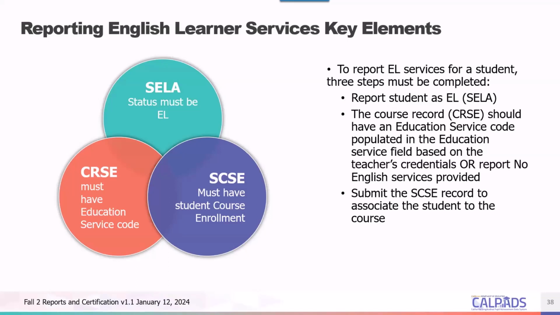So you have to have an EL student. The course record has to be identified. So the education service code field identifies what services the teacher is providing. And then, of course, students have to be enrolled through the student course enrollment file into that course. Those are the three factors. And when you're looking at your reports 2.4 to 2.7 of EL students providing services or teachers providing services.